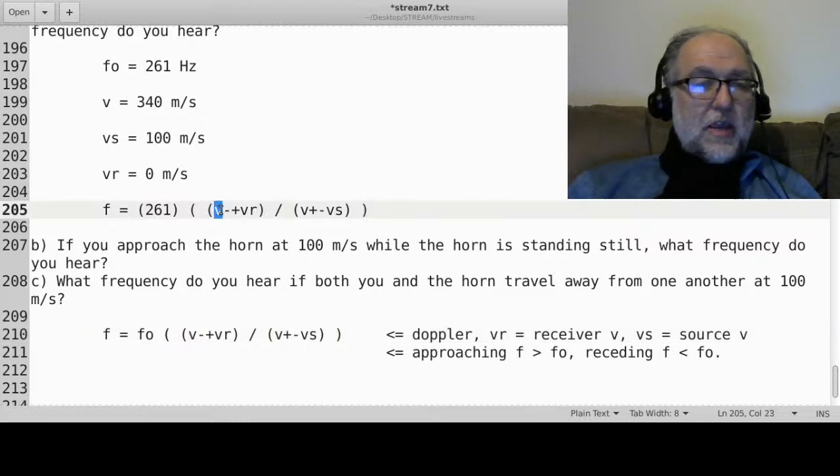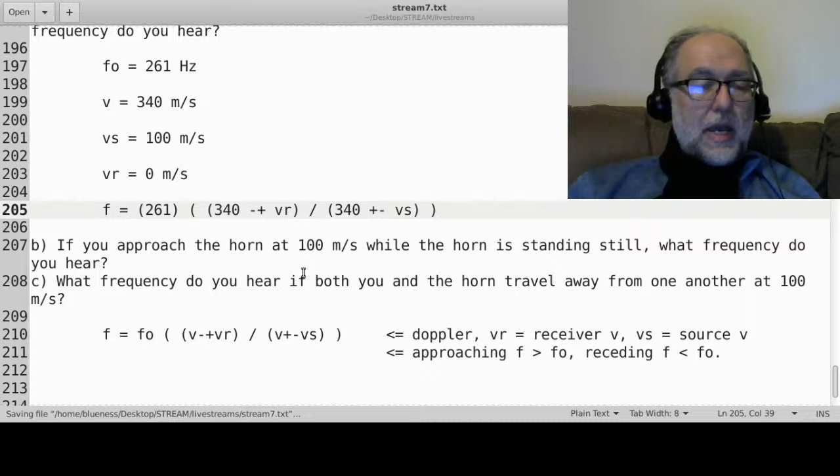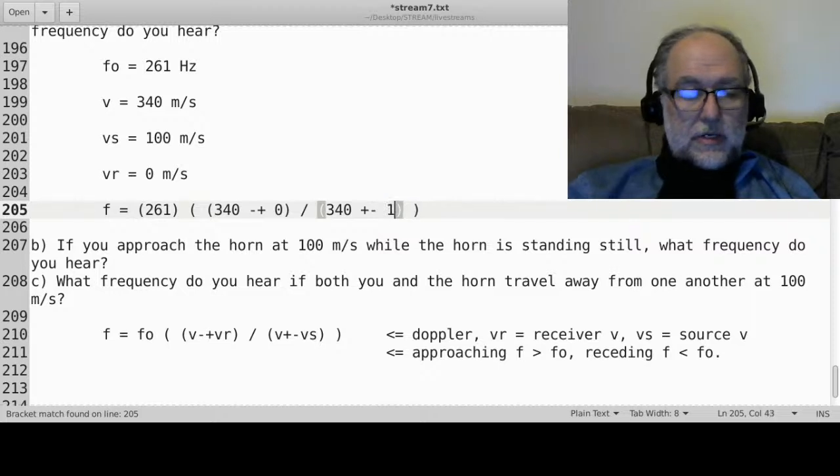For the v here, that's the velocity of the sound. We put some spaces in there so you could see it. That v there is the speed of sound, so that's 340, and it's both in the numerator and in the denominator. Great. And VR here, that's 0. And VS here, that's 100.